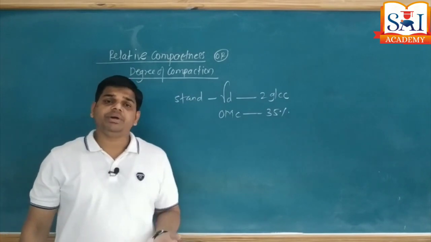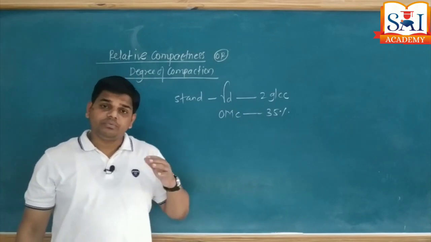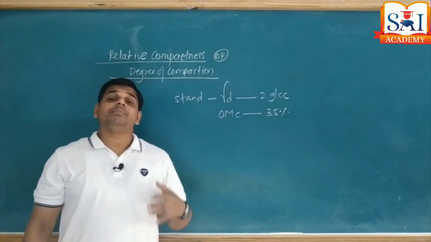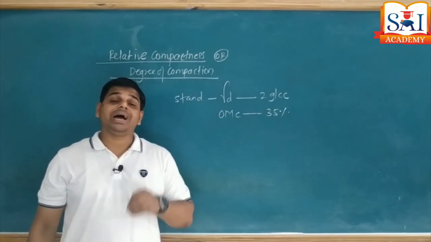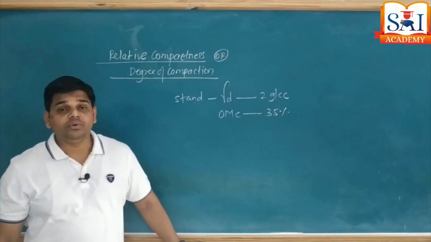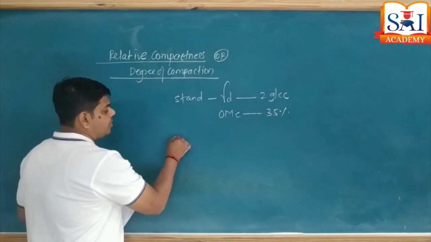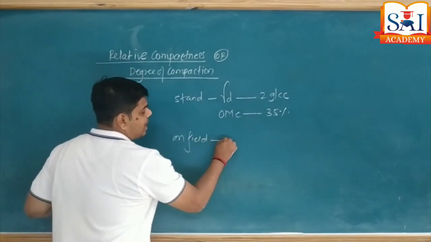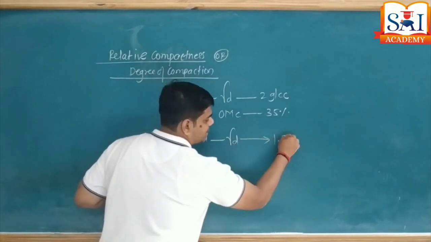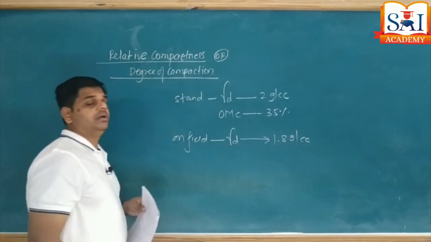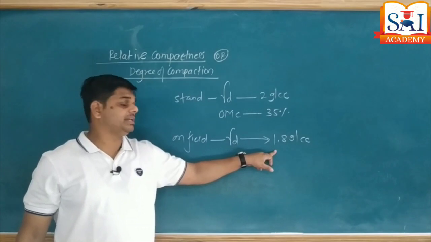structure, either an embankment or an earthen dam, whatever structure is made up of soil. When soil is placed on the field and compacted by using mechanical equipment, say a roller, then after the rolling process, the soil should have attained the desired value of compaction, and that value we are going to check on the field. Suppose on the field I record the value of dry unit weight. Suppose I got the value 1.8 gram per cc. When tested in the laboratory, 2 gram per cc; on the field, 1.8 gram per cc.